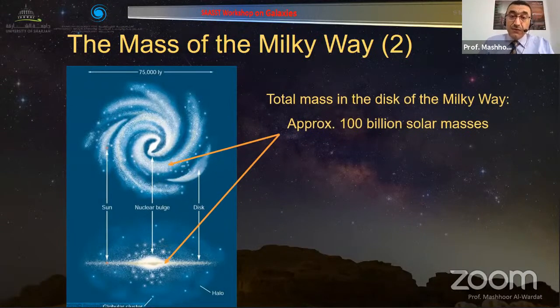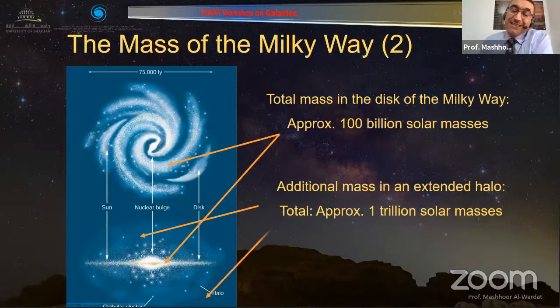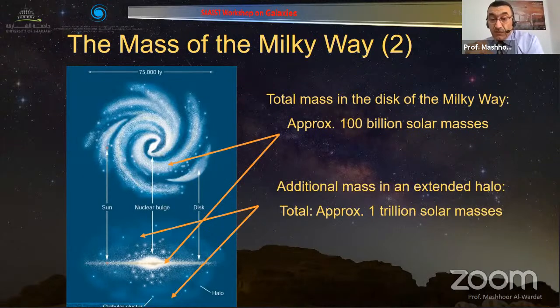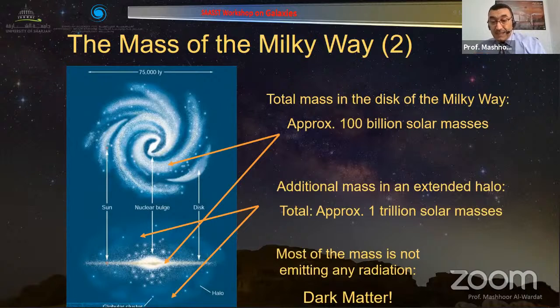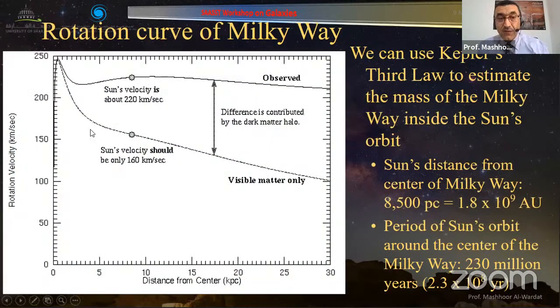So the total mass in the disk of the Milky Way is approximately 100 billion solar masses. As I said before, a slide before that was 50 plus 5. And so the range or the error is still big in this field of research. Additional mass is in an extended halo, total approximately 1 trillion solar masses. So most of the mass is not emitting any radiation. It is dark matter.